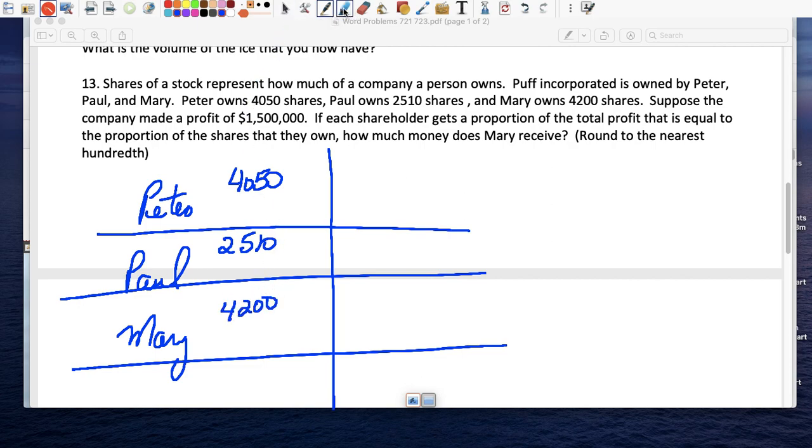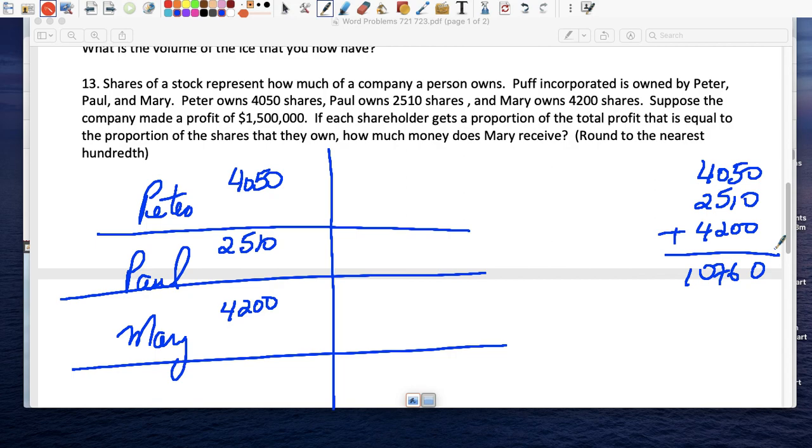So the one thing we're missing, though, is we should add the total. Find the total. So if I add the total, this is 0, this is 6, this is a 7. So there were 10,760 shares.